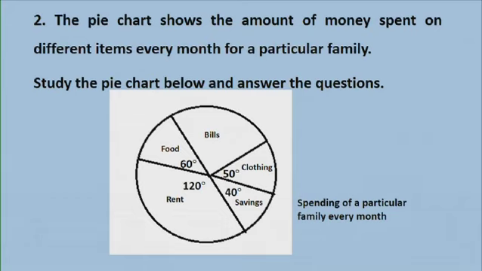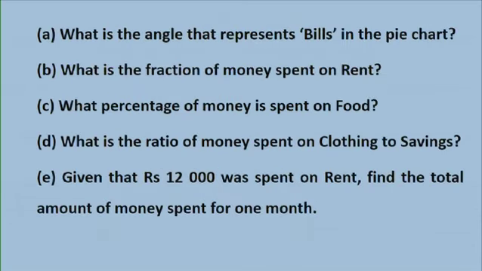A second question. The pie chart shows the amount of money spent on different items every month for a particular family. Study the pie chart below and answer the questions. So you have your pie chart. Part A. What is the angle that represents bills in the pie chart? Part B. What is the fraction of money spent on rent? Part C. What percentage of money is spent on food? Part D. What is the ratio of money spent on clothing to savings?